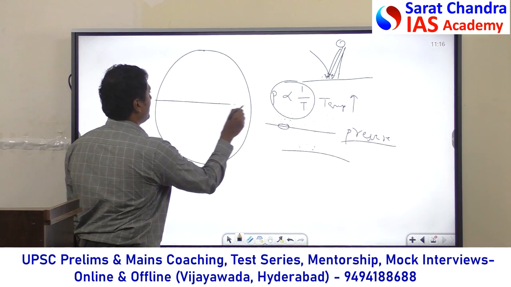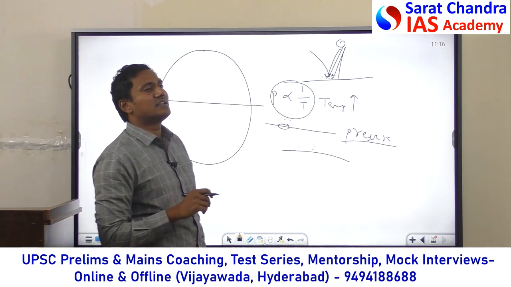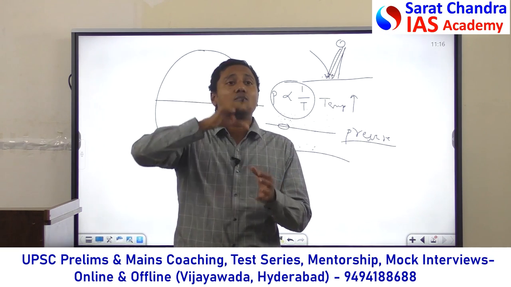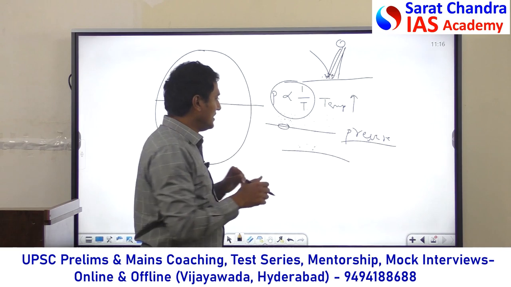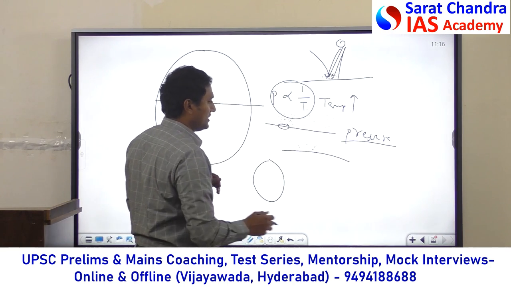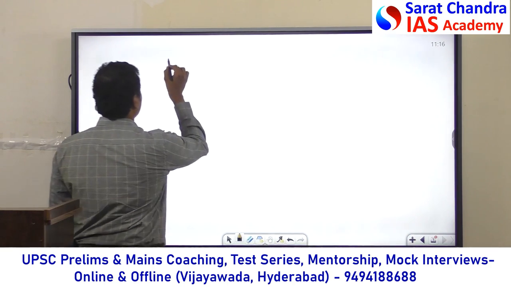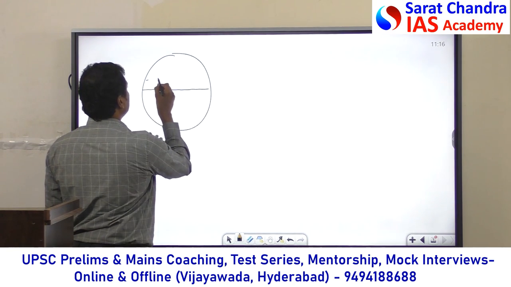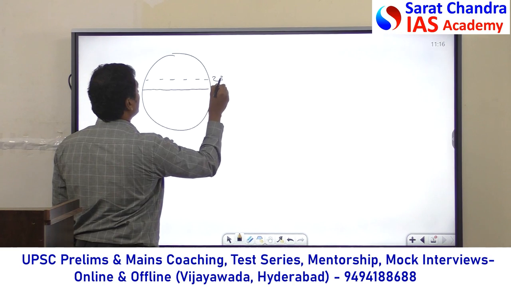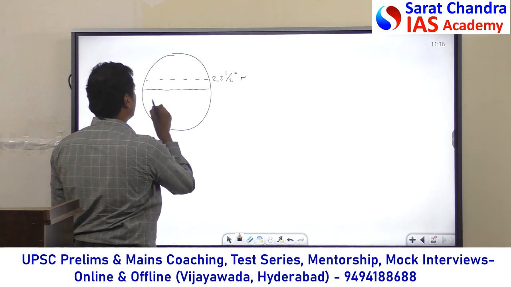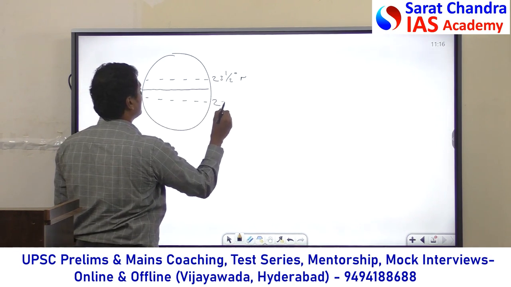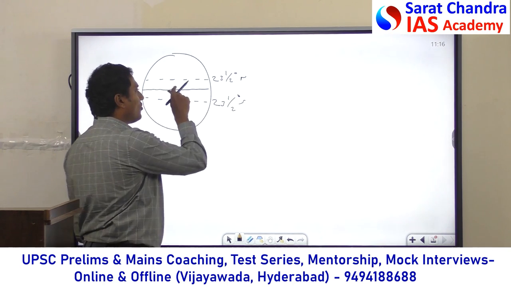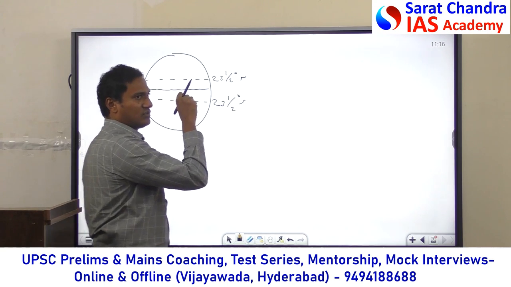If this is the equator, the equator is 0 degrees latitude. Along the equator, sun rays are more. Of course, see friends, if you take earth, this is the equator. This is tropic of. Now, the sun does not stay only above the equator. I think all of you know that.